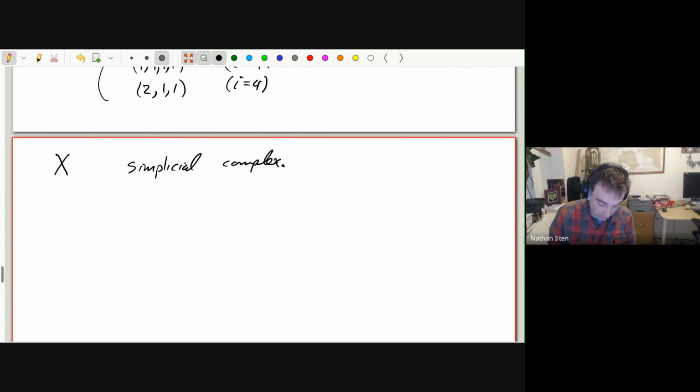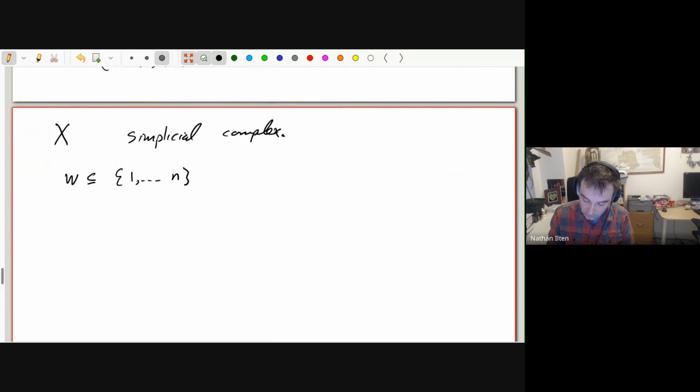Okay, and so now let's take some subset W of my set from 1 up to n. And what can I do? By X sub W, this is going to be a subcomplex of my complex X. This will consist of all those faces F in X such that F intersect W is the empty set.